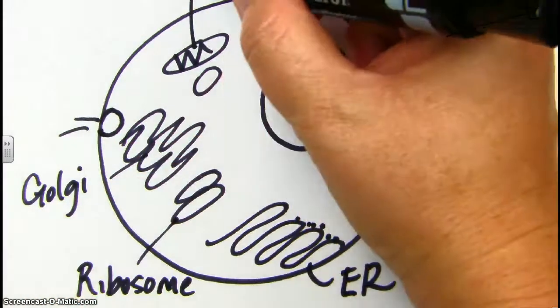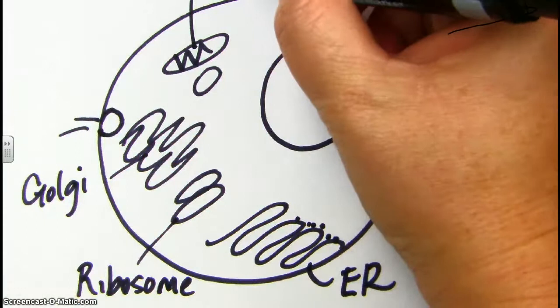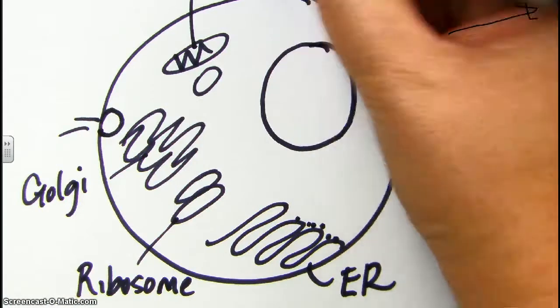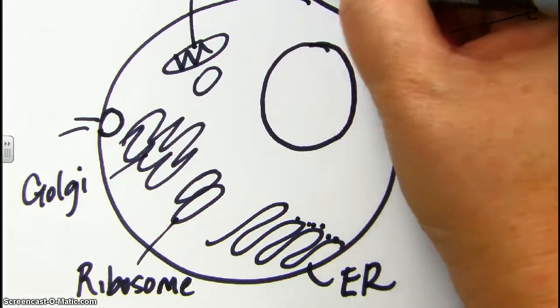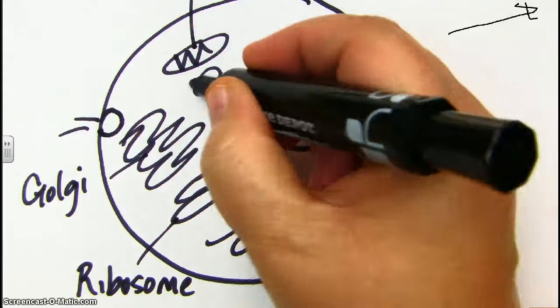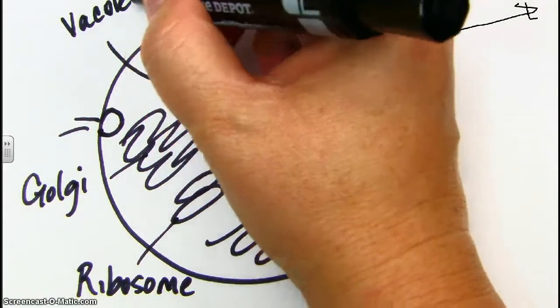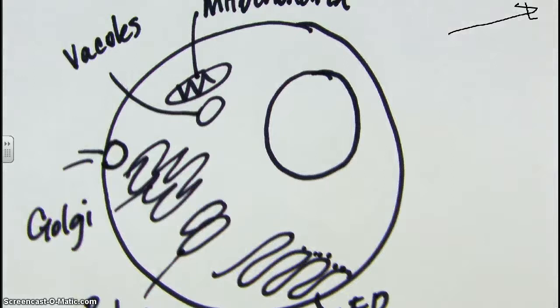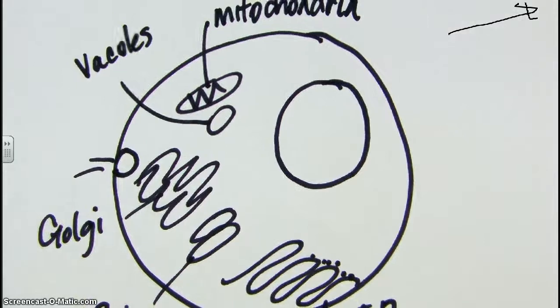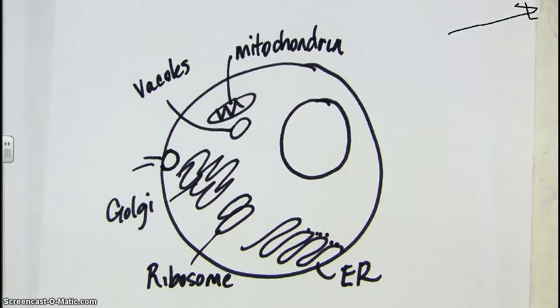The mitochondria is the powerhouse. That's where the ATP is made. And we've also got vacuoles for storage, just like your garage. The cell stores things, okay? So I think I better make my drawing a little bit smaller. So we need to know all of those things.